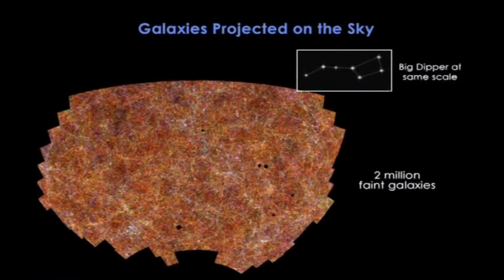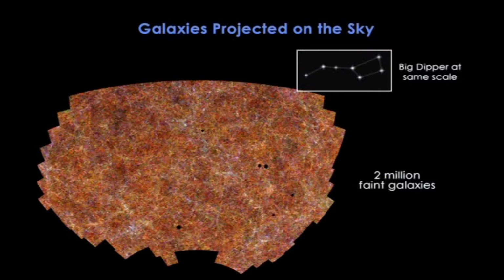Now, it's all very well me showing a movie where we're zooming through millions of light years, but in reality, we're stuck here on Earth. How do we know what the 3-dimensional distribution of galaxies is? Actually, in principle, it's not that hard. Here's a picture of a 100-degree chunk of the night sky, with a Big Dipper for scale. All the foreground stars have been removed, and the image shows 2 million faint galaxies.